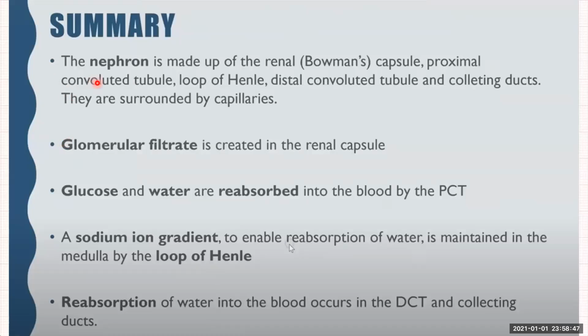So just to summarize, the nephron is made up of the renal or Bowman's capsule, proximal convoluted tubule, the loop of Henle, which has a descending limb, a proper limb, and an ascending limb, distal convoluted tubule, and the collecting ducts, right? And these are all surrounded by capillaries. Now, glomerular filtrate is created in the renal capsule. Then glucose and water are reabsorbed into the blood by the PCT, right? All of the glucose and most of the water. Then a sodium ion gradient is established in the medulla by the loop of Henle. And finally, reabsorption of water into the blood occurs in the distal convoluted tubule as well as the collecting ducts.